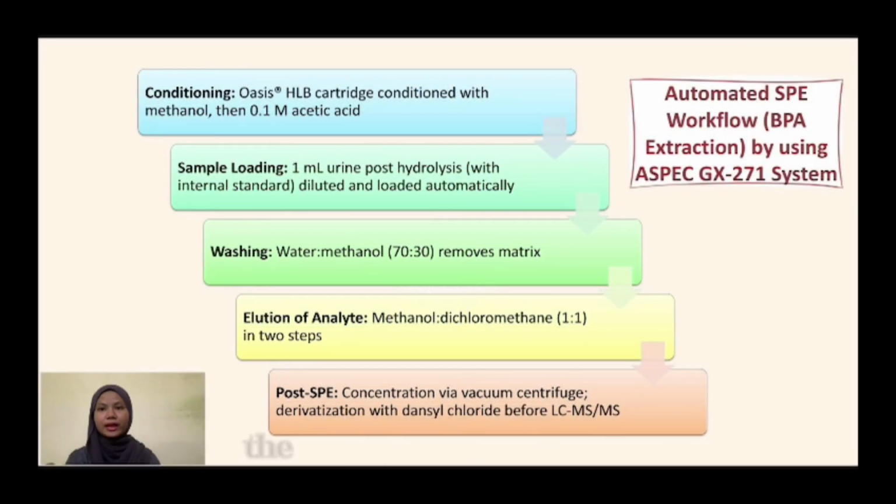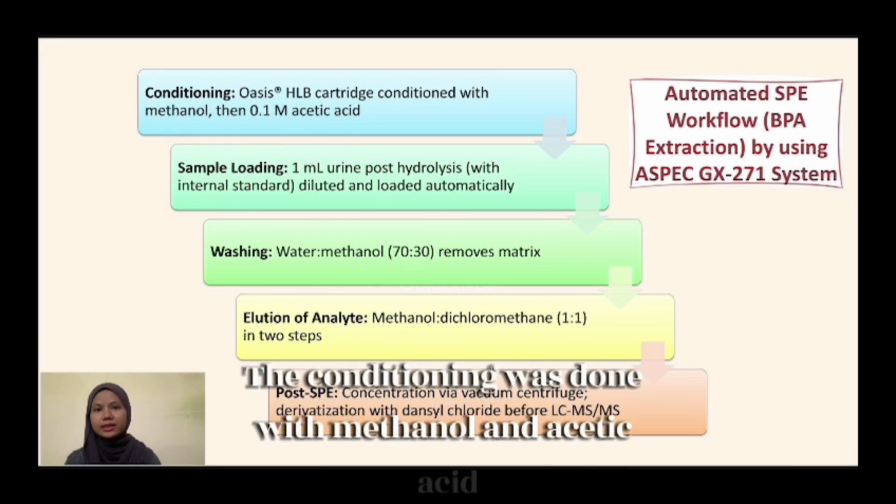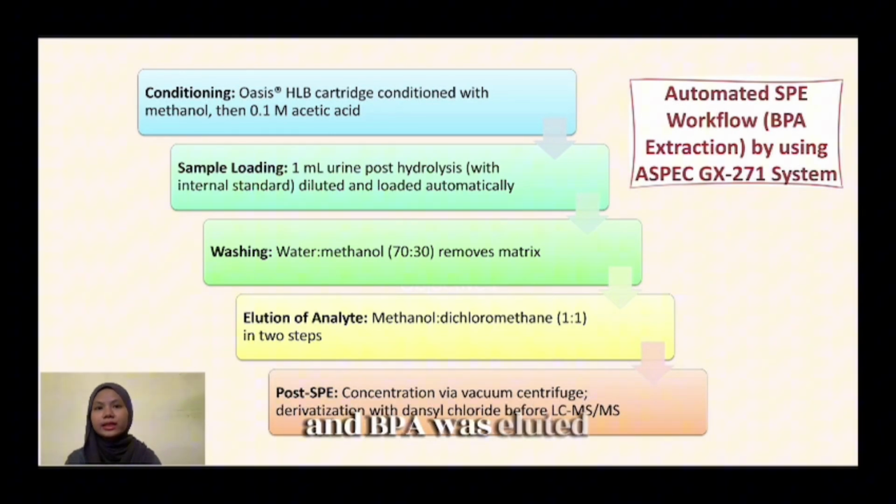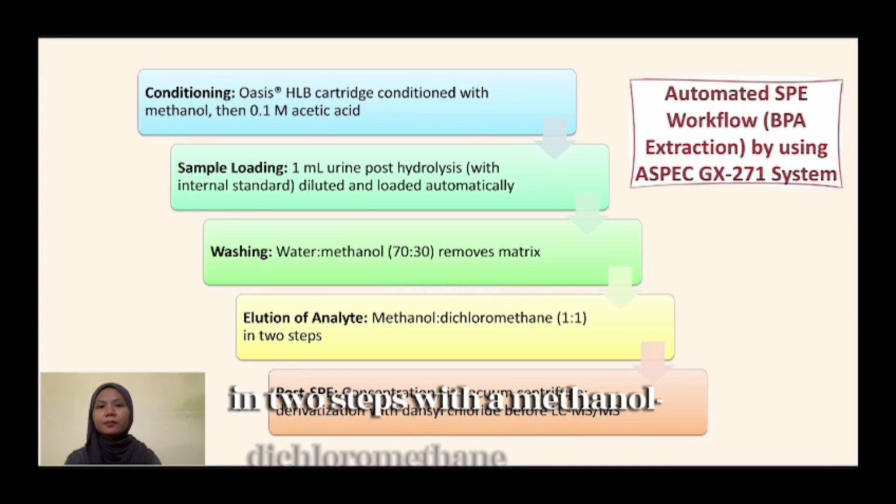Meanwhile, in Journal 2, the extraction of bisphenol A was performed using an automated SPE system. After enzymatic hydrolysis, the urine was diluted and loaded onto an HLB cartridge. The conditioning was done with methanol and acetic acid, and the matrix was washed off using aqueous methanol, and BPA was eluted in 2 steps with a methanol-dichloromethane mixture.